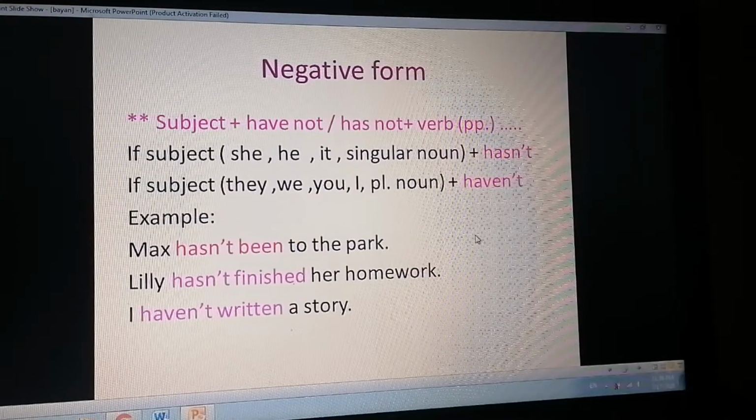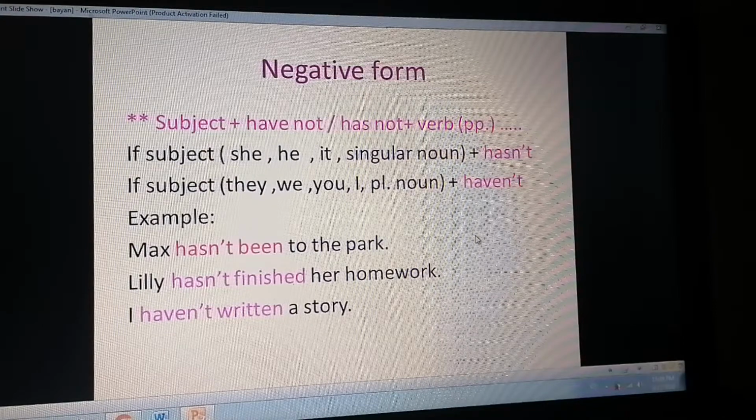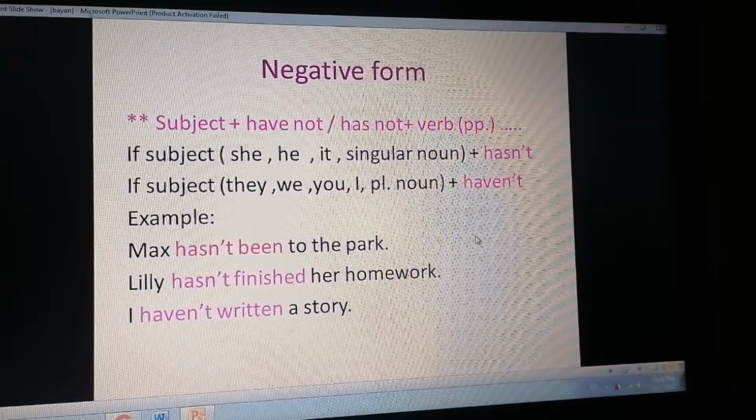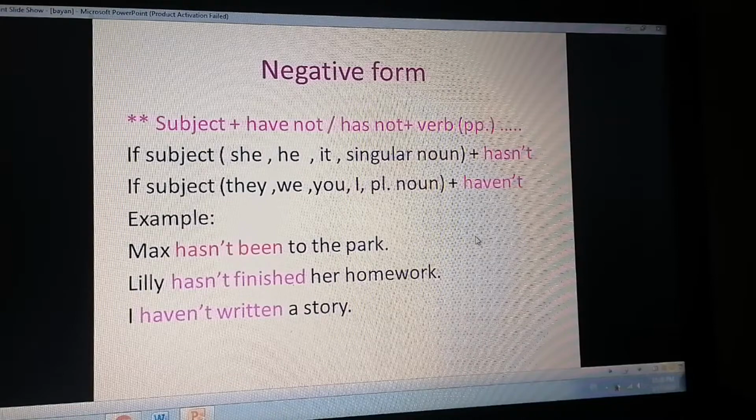In negative form, the structure of the sentence in the negative form of present perfect tense is subject, have not or haven't, has not or hasn't, plus verb PP. What does PP mean? Past participle, verb 3. If the subject is she, he, it, or a singular noun, plus hasn't or has not. If the subject is they, we, you, I, or a plural noun, plus haven't or have not. Look at the example. Max hasn't been to the park. We said hasn't, not haven't. Why? Because the subject is a singular noun, Max.